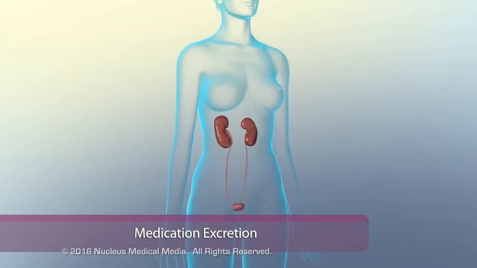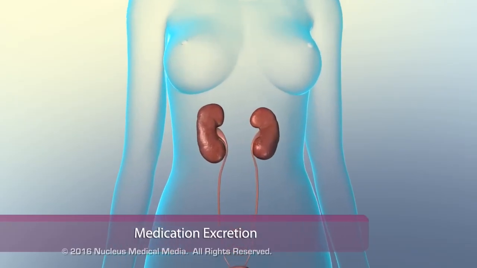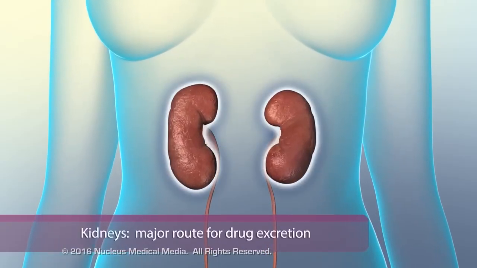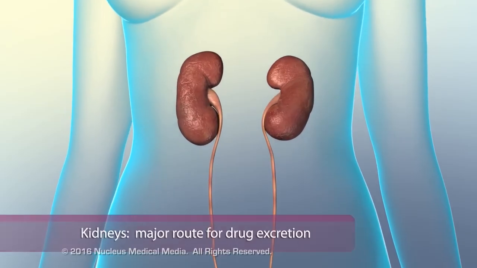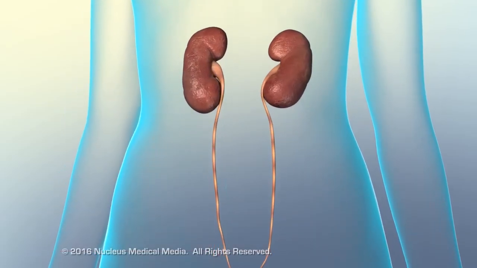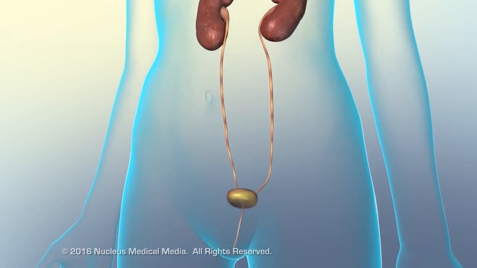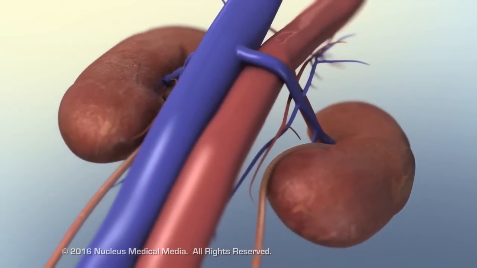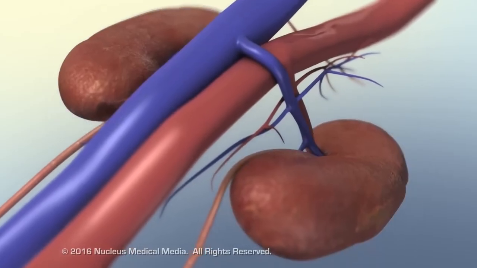The body filters drugs from the bloodstream and eliminates them in a multi-step process called medication excretion. The kidneys are the major route for drug elimination. Most drugs exit the body either unchanged or as drug metabolites in urine. Generally, health professionals refer to the ability of the kidneys to filter blood as renal function.